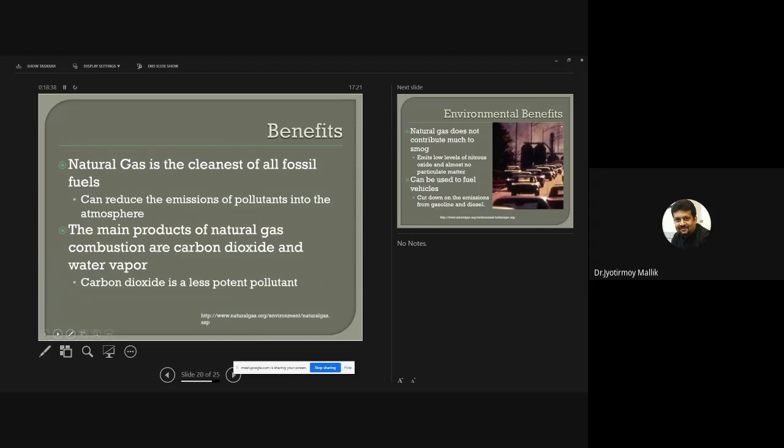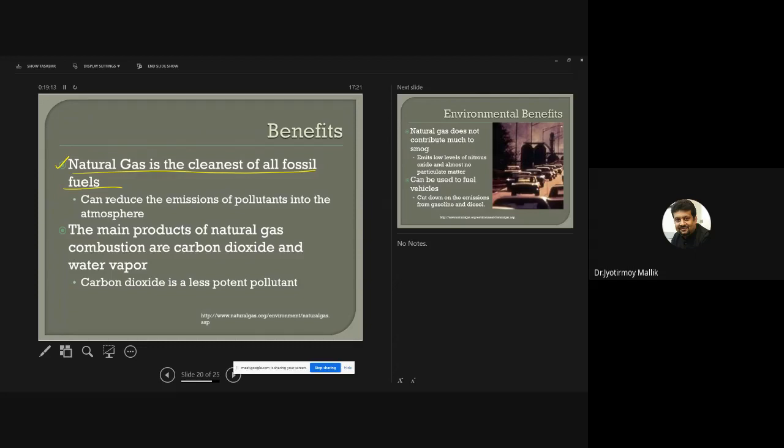So, what are the benefits? We talked a lot about its concerns and what critics actually say. Natural gas is the cleanest fossil fuel. So that is the first thing. If you can take out the gas, when you burn it, it emits a minimum amount of carbon dioxide. So that is a very big advantage. What is the second advantage? The main products of natural gas combustion are carbon dioxide and water vapor. It doesn't produce really a lot of carbon monoxide.